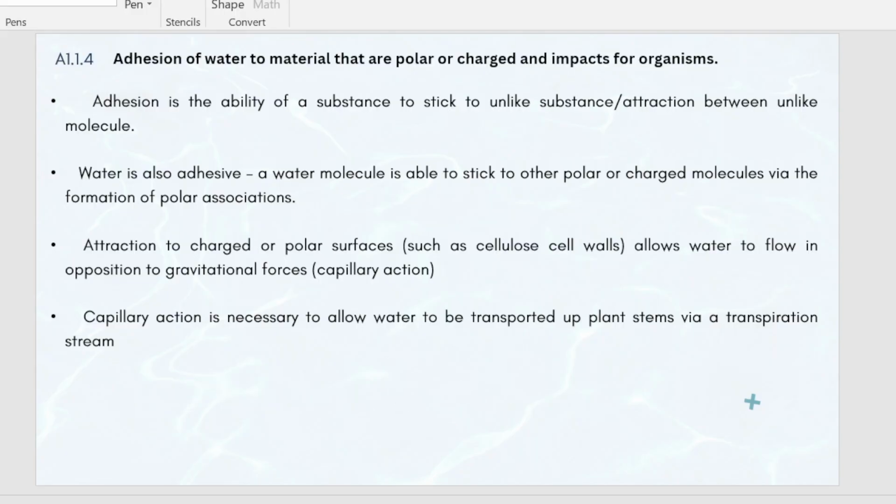I'm going to use an illustration. This is just me trying to illustrate a plant. This is a plant, for instance, and water is moved up from the roots to the leaves using the force of cohesion, like I mentioned earlier, and the force of adhesion, that is, water is attracted to the cell wall of the plant.